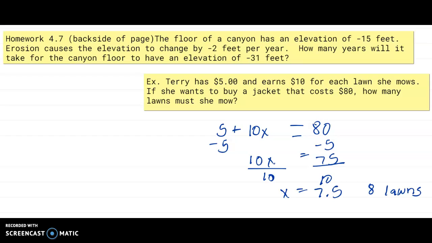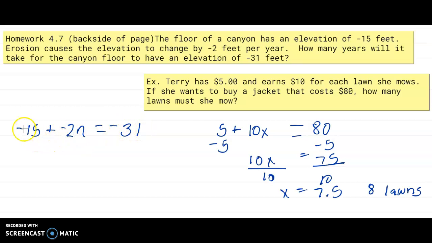So it's going to move from negative 15 feet to negative 31 feet. Ultimately, we know that we need to have negative 31 feet when we're all done. How many feet do we need to get to negative 31 feet? Well, we're already at negative 15 feet down, and we need to add something to that 15 to get to negative 31. So we drop by negative 2 feet per year. How many years do we need to drop negative 2 feet? We don't know, so we're going to multiply that by a variable. I'll use n in this case.